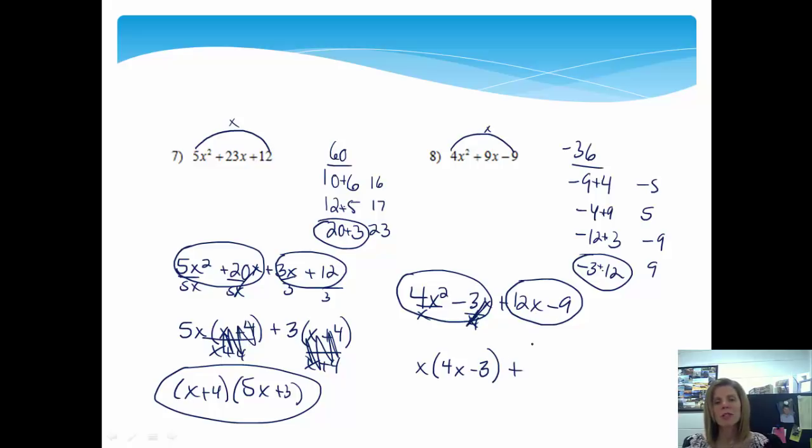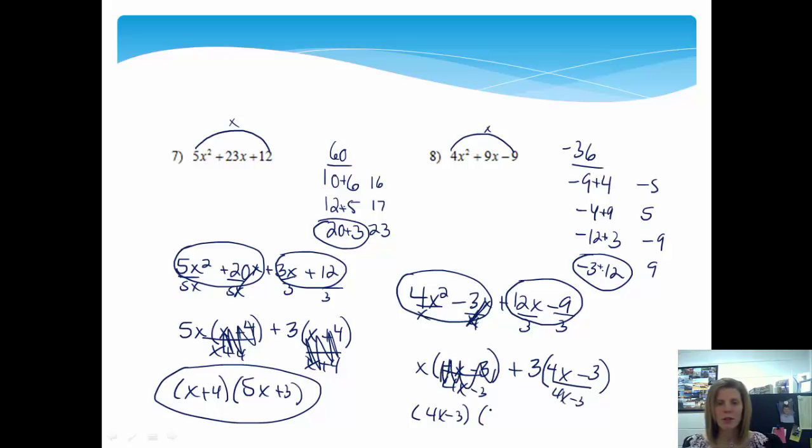What number will go into 12 and 9? That's going to be 3. They both don't have an x, so I can't do anything with that. And we'll divide it out. 12x divided by 3 is going to be 4x minus 9 divided by 3 is 3. Great. They both have a 4x minus 3, so that gets factored out. And we'll put that underneath each part.